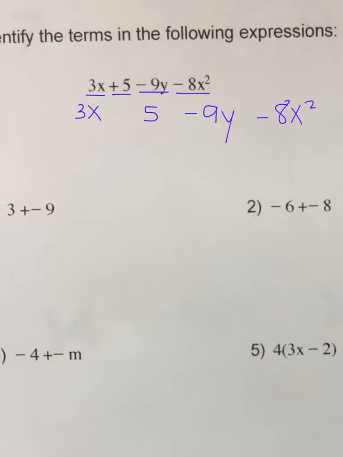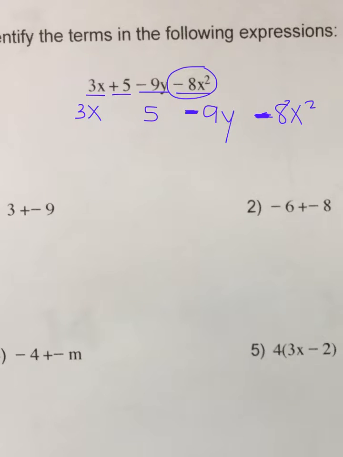In front of the negative 9y though, we have this negative or subtraction sign. We have to acknowledge that it's there, so we would say negative 9y. The same with the 8x squared. In our problem, I would read it minus 8x squared, but when I pull out a term, I know that negatives and minus signs are the same thing, so I can say negative 8x squared.